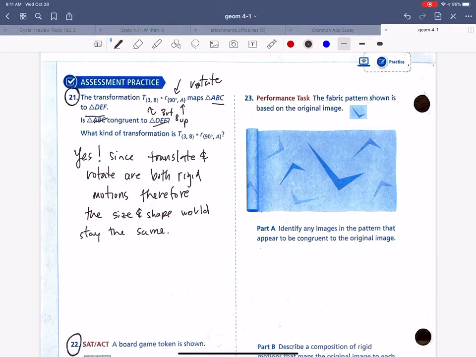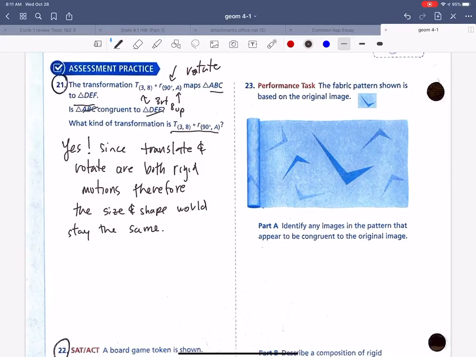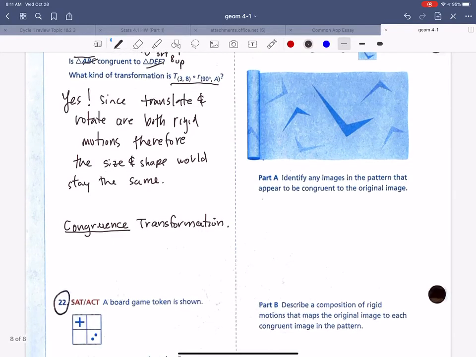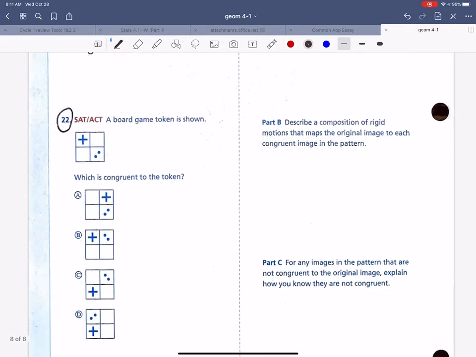What kind of transformation is that? A congruence. Oh, I get to use that word we learned today. A congruence transformation. When I use a series of transformations and they remain congruent. Nice. Okay, last question. Pretty easy homework today.